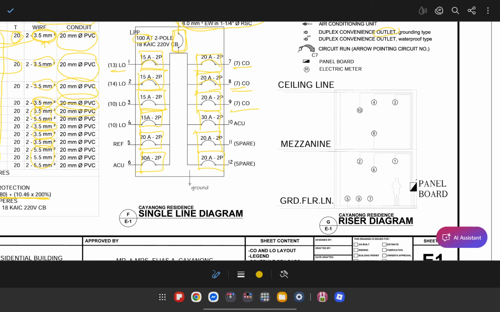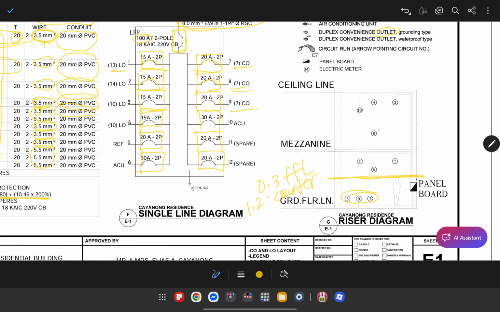So for example, in here, 5, 9, and 7 are, I would say, convenience outlets, because convenience outlets are normally located around 0.3 from the finished floor line. It's usually from there. And then sometimes it's also around 1.2 if it's on top of a counter, let's say for example in the kitchen. But it's somewhere in the bottom half of each story.